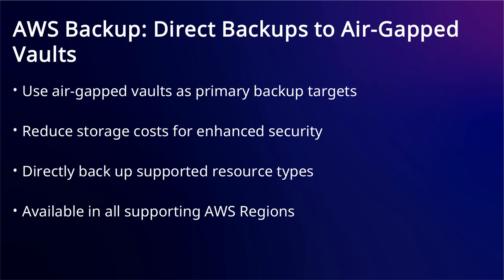Organizations often need secure, recoverable backups without duplicating storage. AWS Backup now allows direct backups to logically air-gapped vaults, addressing this challenge. You can use air-gapped vaults as primary targets, reducing storage costs while maintaining security. Supported resources back up directly to these vaults, while others use a temporary snapshot process. This feature is available across multiple AWS regions, enabling you to implement enhanced backup strategies through the console, API, or CLI.